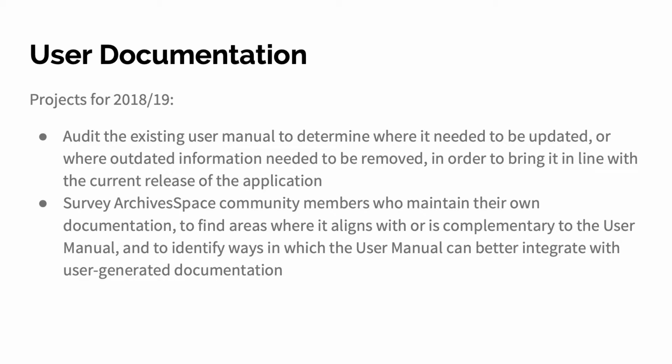And the second activity that we did this year was a brief survey of the ArchivesSpace community members who are maintaining their own documentation for ArchivesSpace, either instead of or in addition to the user manual, to find areas where some of that custom documentation that members are writing is in alignment with or complements the user manual, to try and find ways in which we as the documentation subteam can kind of integrate some of that local documentation with the user manual in places where that makes sense and work on some of those integrations.